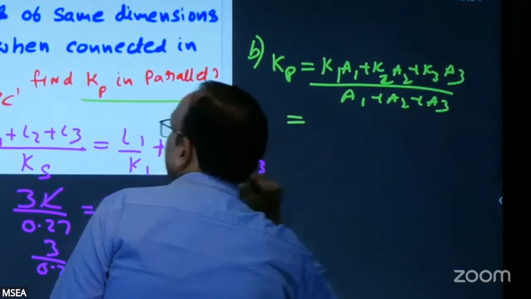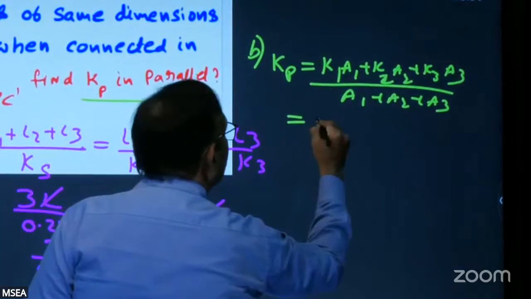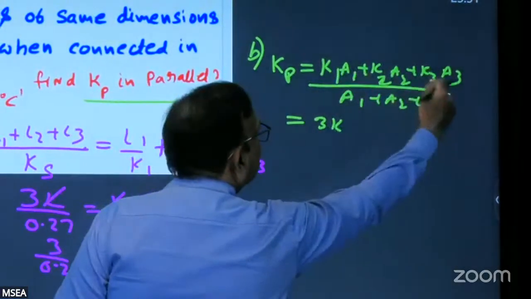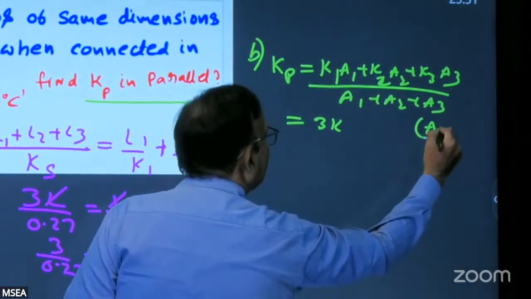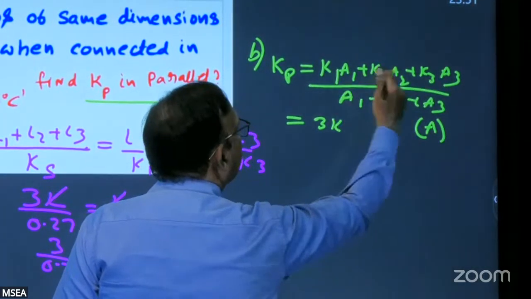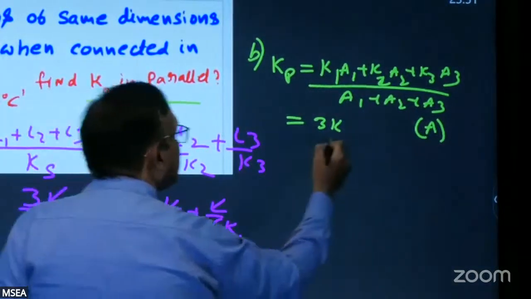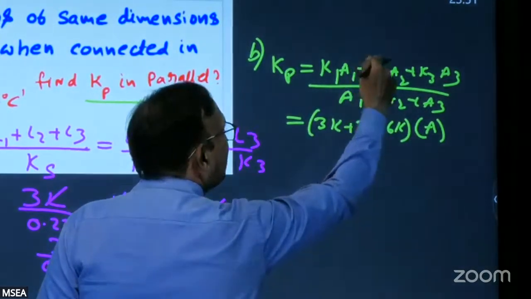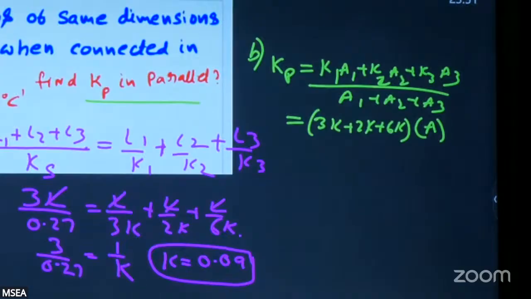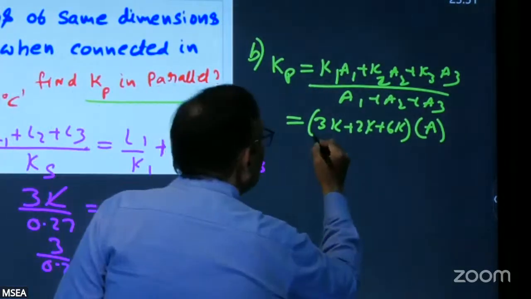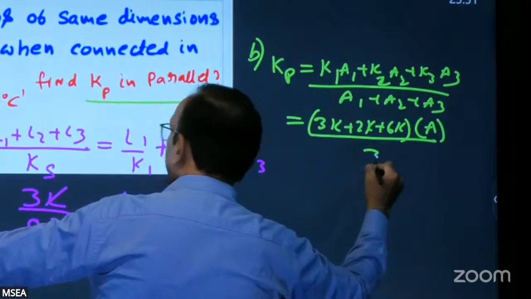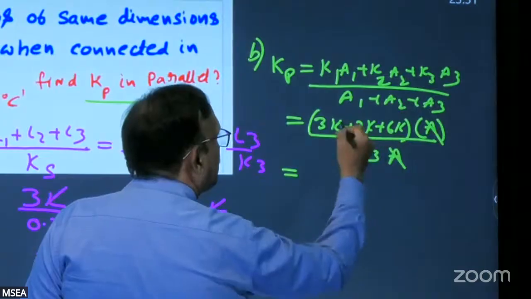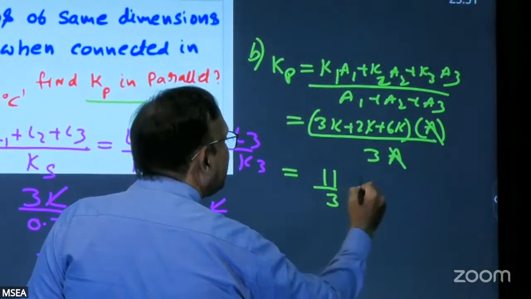Now, K1 comes out to be 3K. All of you know that A1, A2, A3 are the same, a constant A, so A can be taken outside. So K1 plus K2 plus K3 means 3K plus 2K plus 6K. Everywhere the A term will be there, we have taken it common, divided by A1 plus A2 plus A3, which comes out to be 3A. The A term gets cancelled, so this comes out to be 11 by 3 into K.